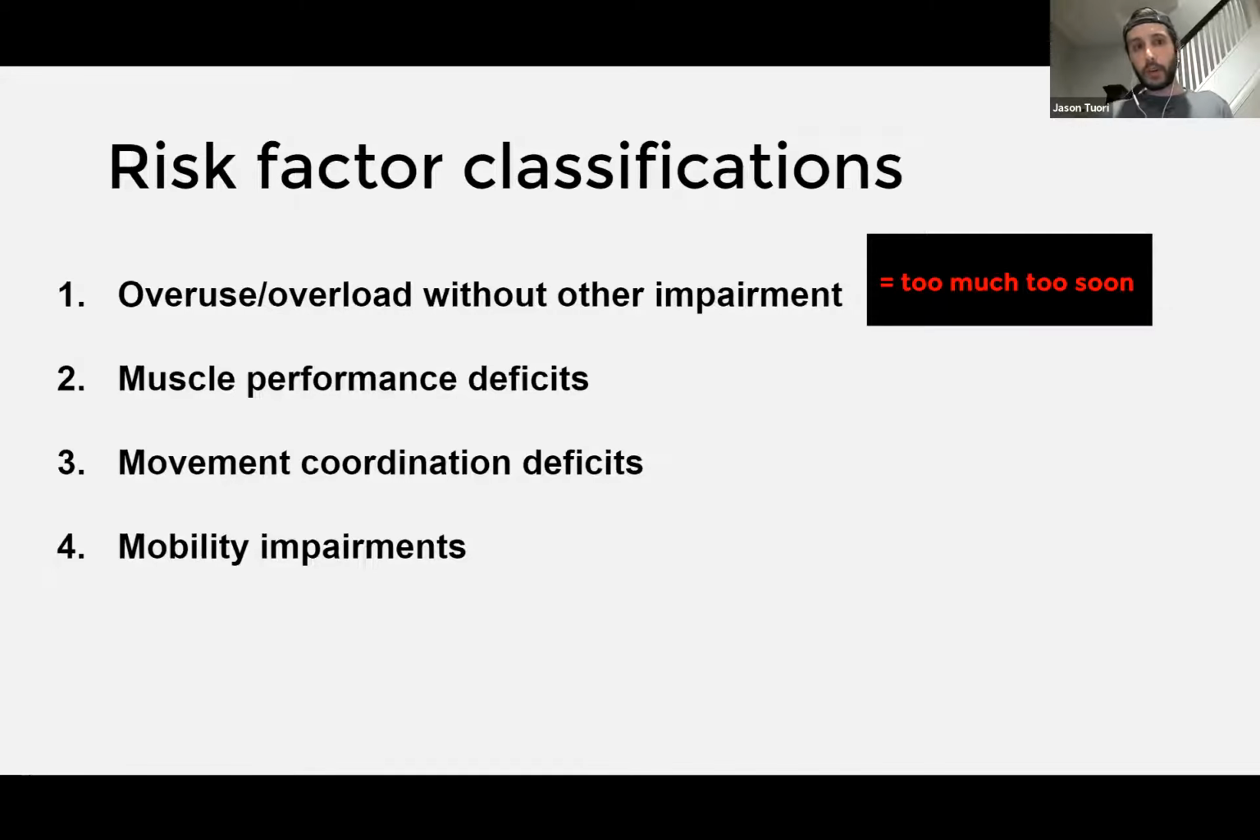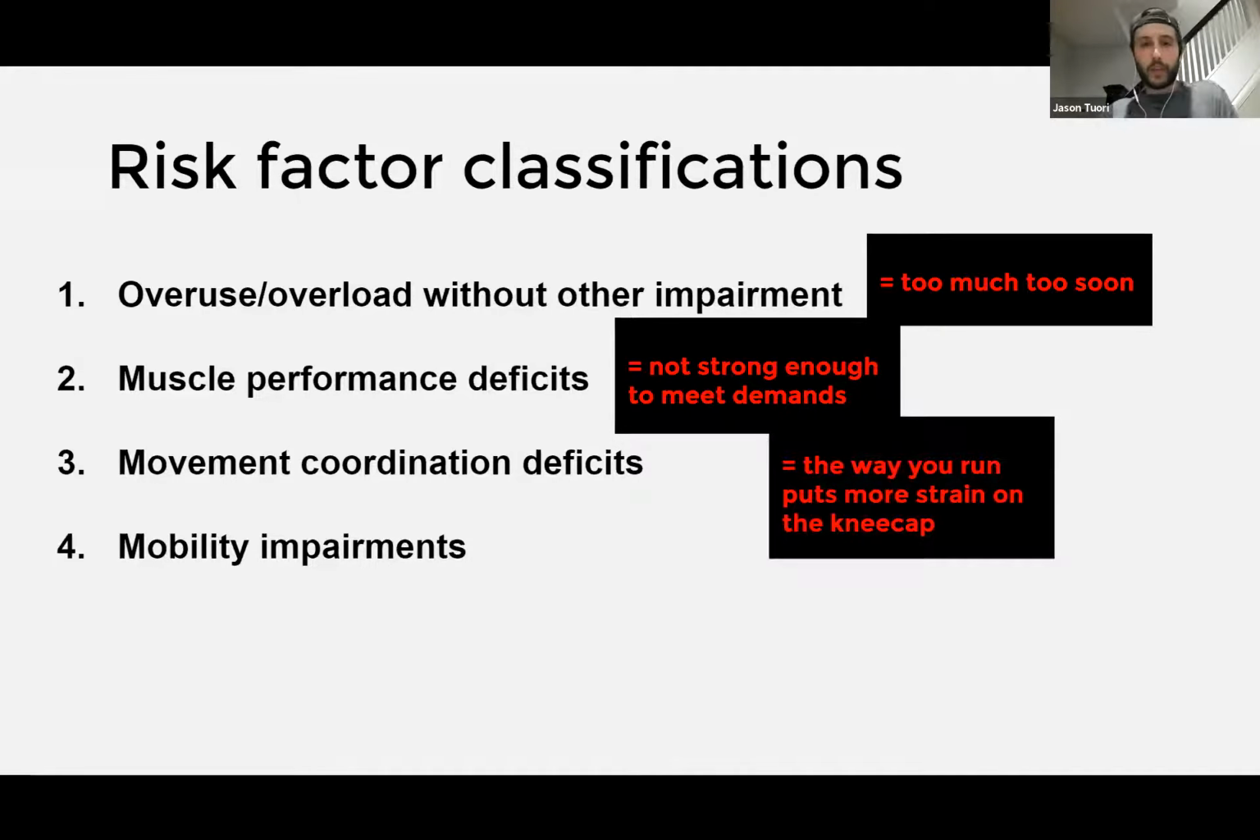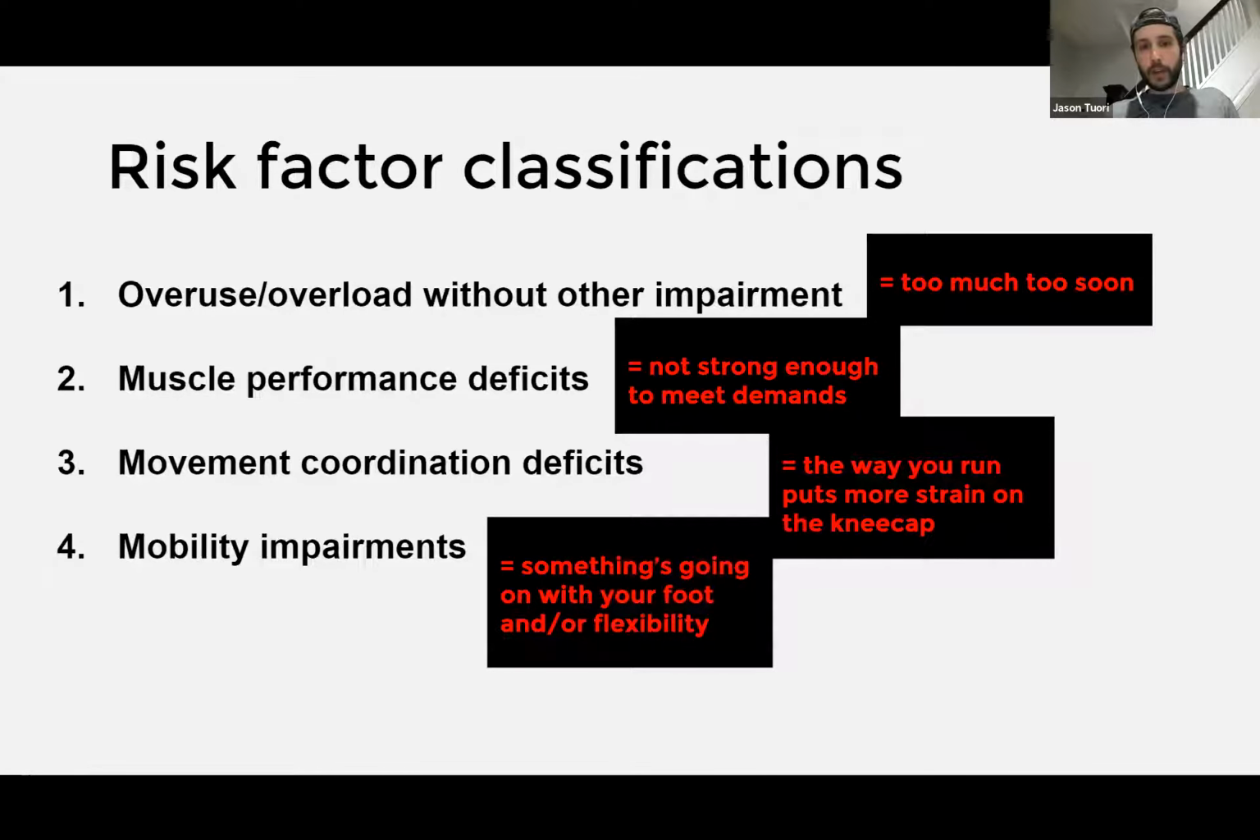into 4 major categories. So your overuse or overload without any other apparent findings is just your too much too soon type injury. Muscle performance deficits is just you weren't strong enough to meet the demands of whatever task you were doing. And oftentimes these first 2 risk factors are very much intertwined. Movement coordination deficits is basically a way to describe that the way that somebody is moving just happens to put more strain on their kneecap. And we're going to go through all of these in a second. And mobility impairments would be something's going on with your foot and or some other flexibility. This is kind of the grab bag of the categories.